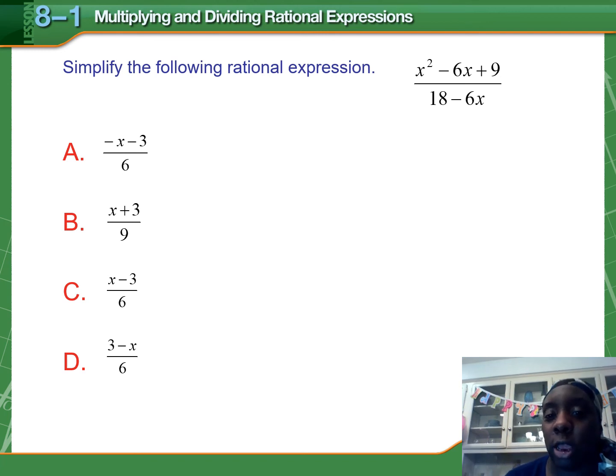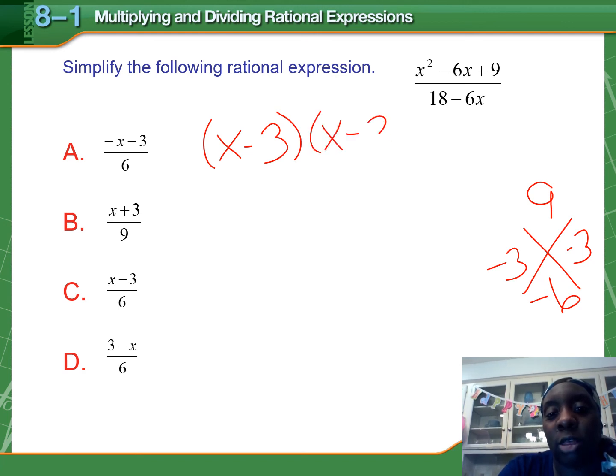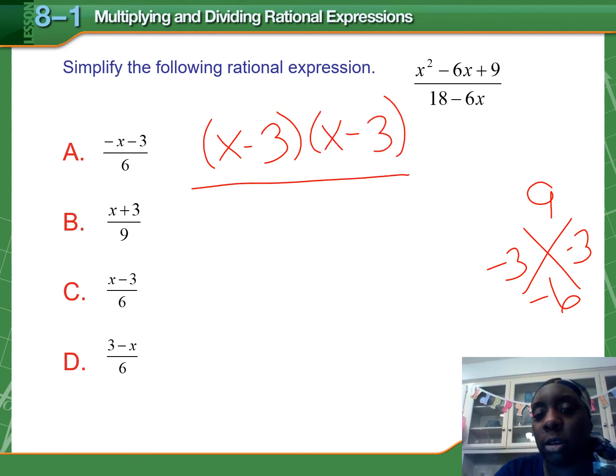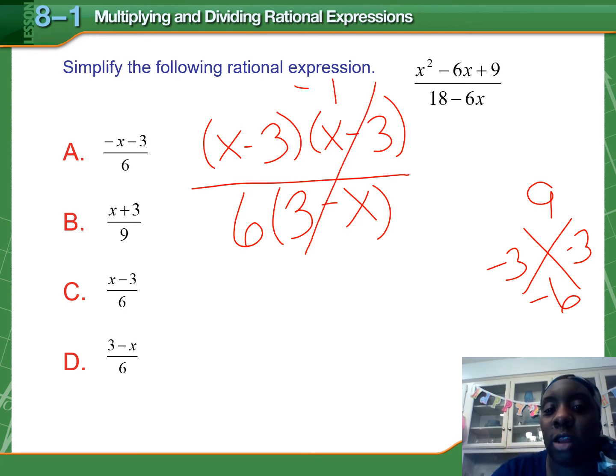So look at it. We should see it here. Let's start at the top and make some quick little notes. We have 9 and we have negative 6. Hopefully you say negative 3 and negative 3 because you would be correct. So then we have x minus 3 times x minus 3 over, well, what do they share? 6. 6 times 3 minus x. And you're like, I can use my rule. So I can go here and say, this is going to be a negative 1.